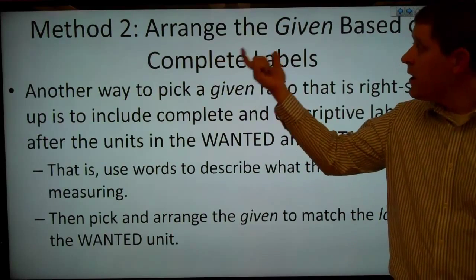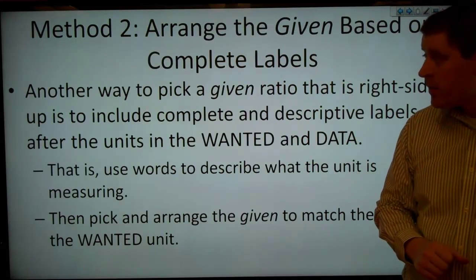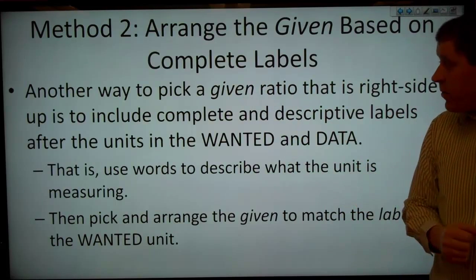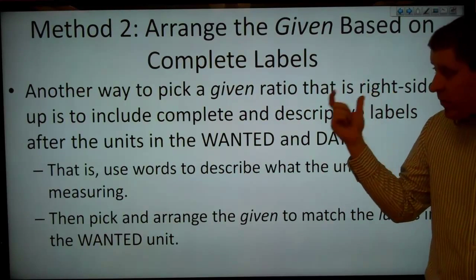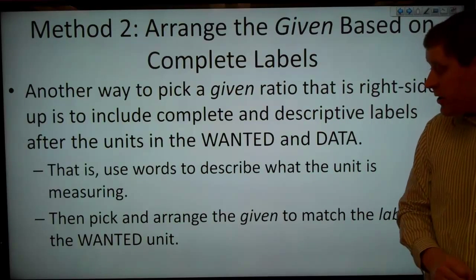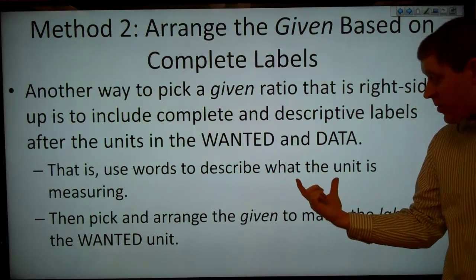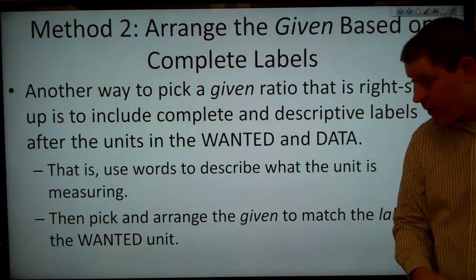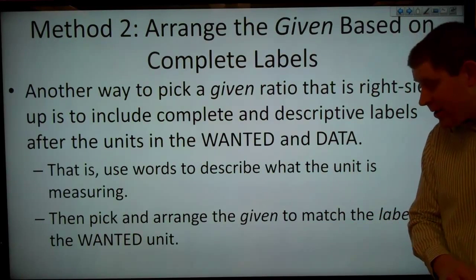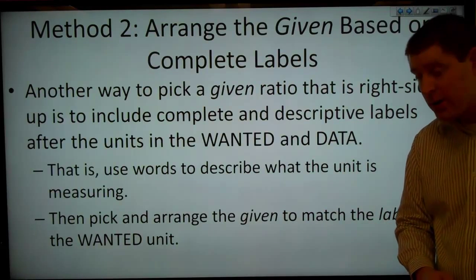So method 2 is to arrange the given based on complete labels. Another way to pick our given ratio, that is right side up, is to include complete and descriptive labels after the units in the wanted and the data section. That is, use words to describe what the unit is measuring, and then pick and arrange the given to match the labels in the wanted unit.